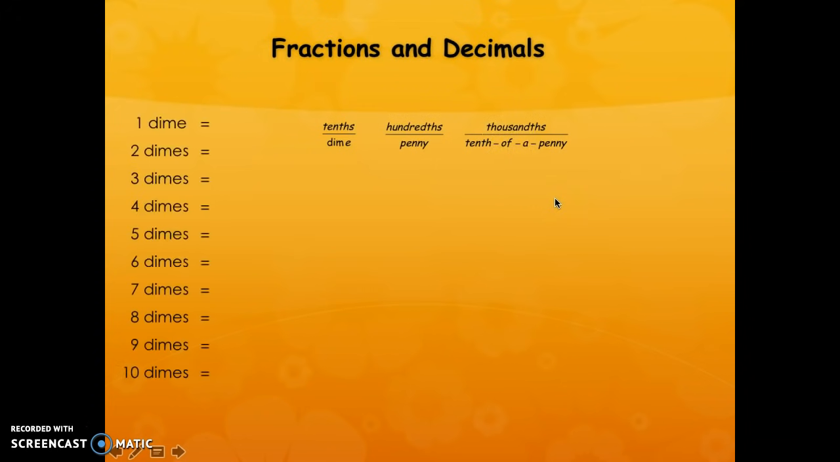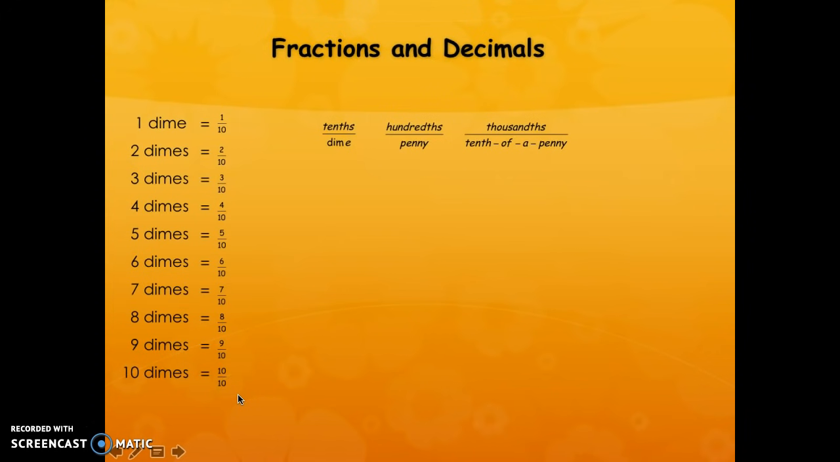So remember, if we're thinking of money, tenths would be like a dime, hundredths would be like a penny, thousandths would be like 1/10 of a penny. So over here, if I have 1 dime, that would be 1/10 of a dollar. Okay, so as fractions, this is what they would look like. 2 dimes would be 2/10, and so on. So when we get all the way down here to 10 tenths, that's a full dollar.